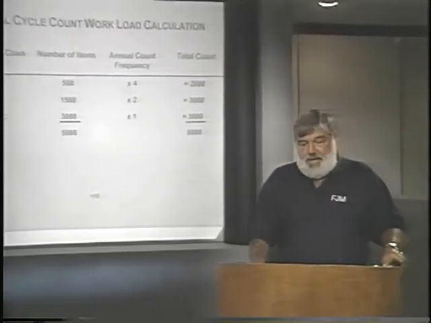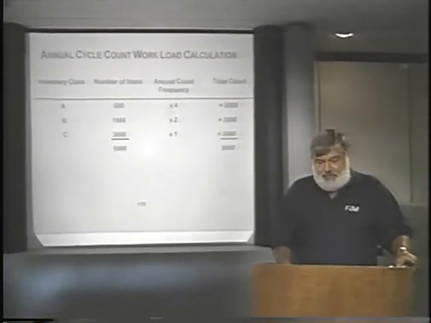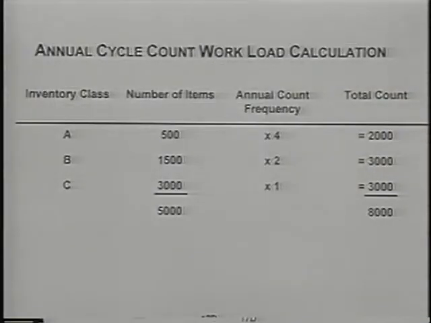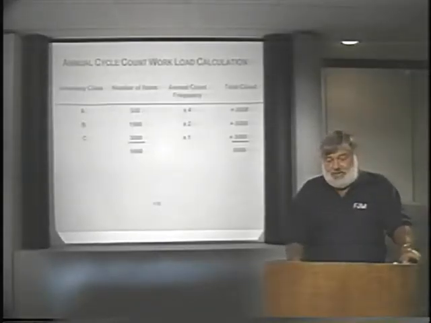Now, if we turn to page 17D, we're going to develop what we call the cycle count workload. It's almost like capacity planning. In this case, we indicate we have 500 A items, 1,500 Bs, and 3,000 Cs. That gives us a total of 5,000 part numbers. Now remember, all part numbers are not in stock all the time. They better not be. We're trying to reduce inventory. But this exhibit will indicate the maximum workload for the storeroom.